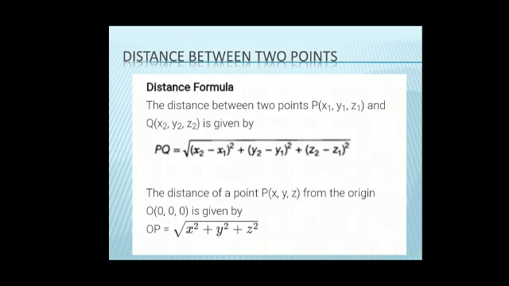Now the distance of a point P (x, y, z) from the origin will be given by OP equals the square root of x square plus y square plus z square.